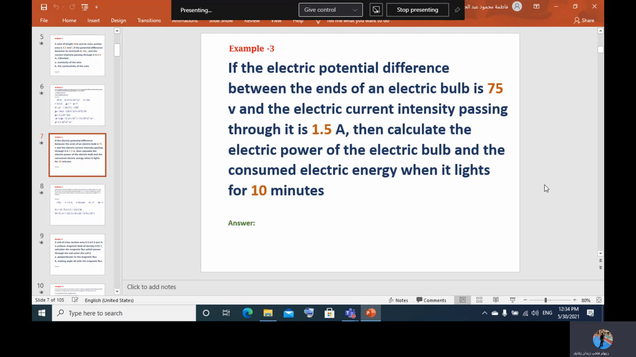if the electric potential difference between the ends of an electric bulb is 75 volts, and the electric current intensity passing through it is 1.5 ampere, then calculate the electric power of the electric bulb and the consumed electric energy when it lights for 10 minutes.